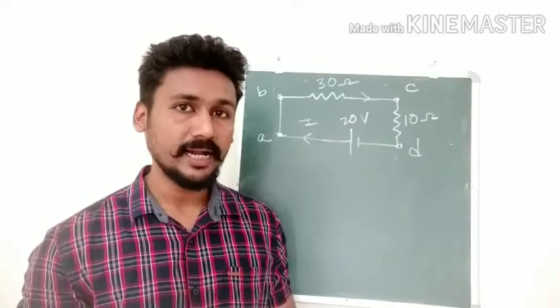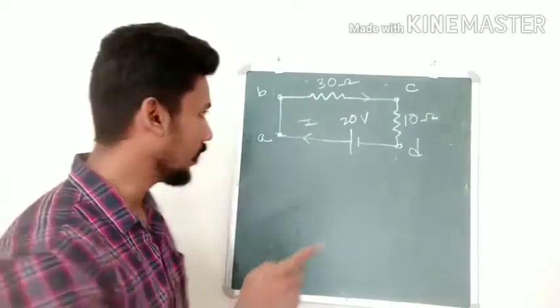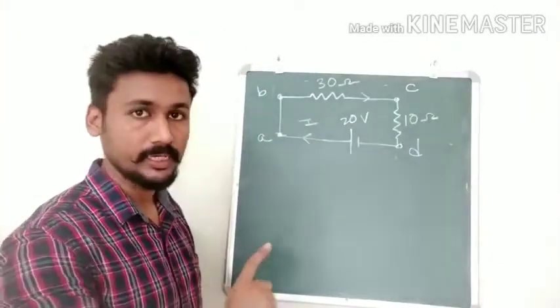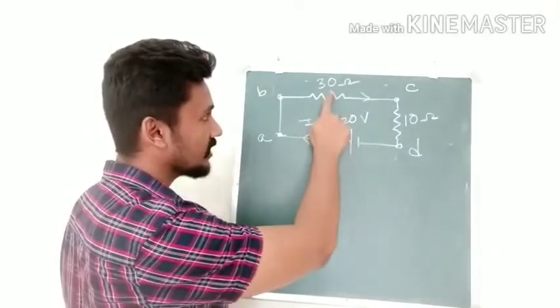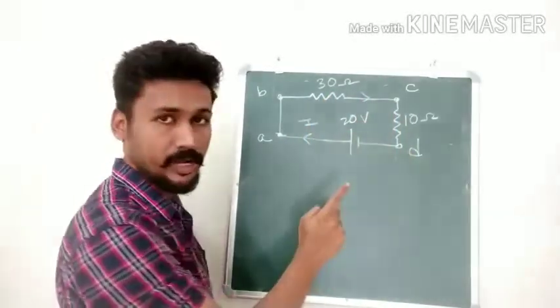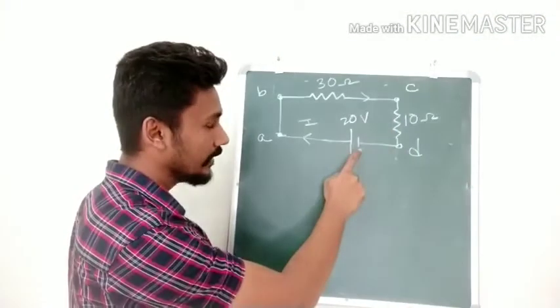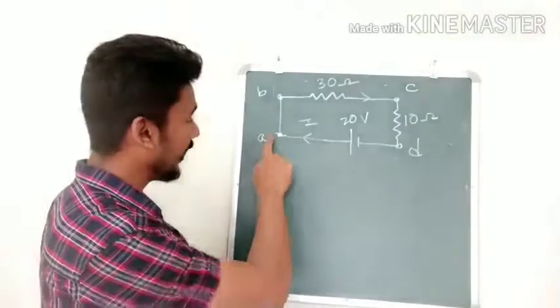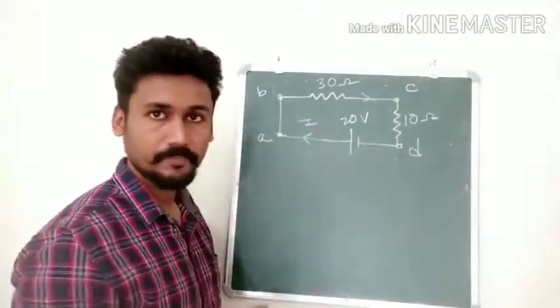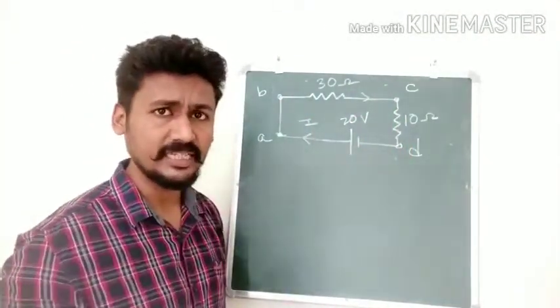Okay, so let us try to use the loop rule to understand in this case. This is a simple circuit we are having. We have two resistors, one is 30 ohm, the other is 10 ohm, and they are connected to an EMF of 20 volt, right? The loop we have marked as A, B, C, D.